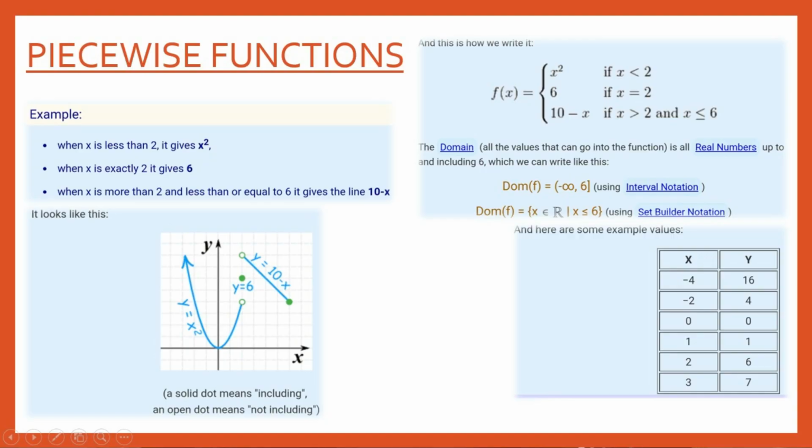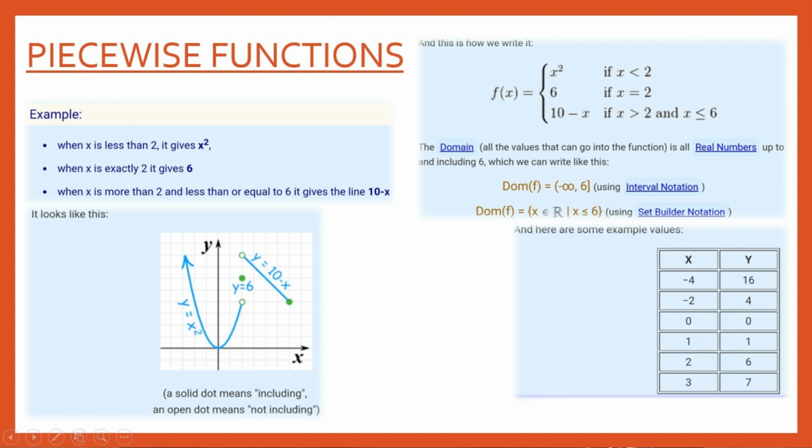We can have a piecewise function such as the example that follows. When x is less than 2, it gives x squared. When x is exactly 2, it gives 6. When x is more than 2 and less than or equal to 6, it gives the line 10 minus x. It looks like this. A solid dot means the point is included. An open dot means it's not included.